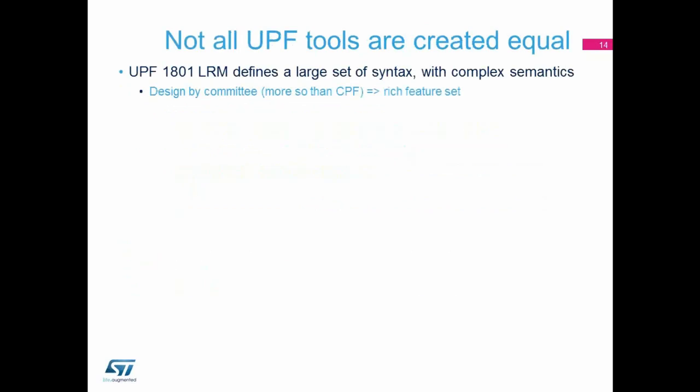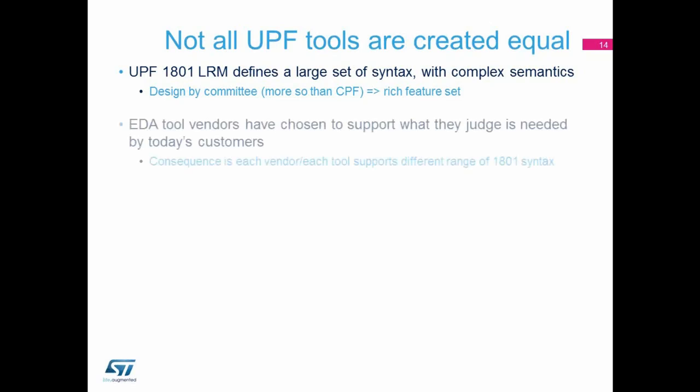Regarding UPF tools, this is kind of where it hits the real world. The LRM defines a large set of syntax and a rich feature set, but what's happened is that the EDA tool vendors, not surprisingly, have decided to only support in that LRM what they think customers presently want. So you get this chicken and egg where customers can't use something because it's not in the tools, but at the same time, the tools aren't going to provide it because the customer's not using it.